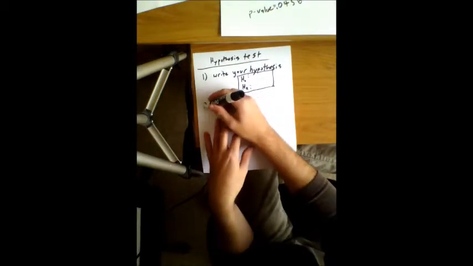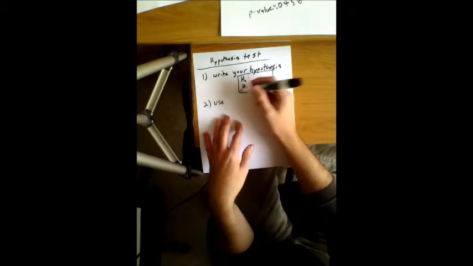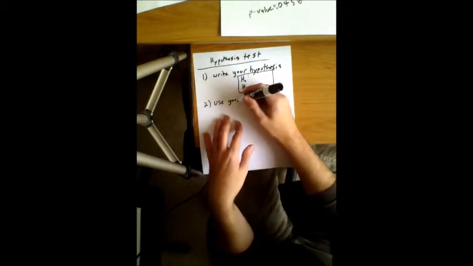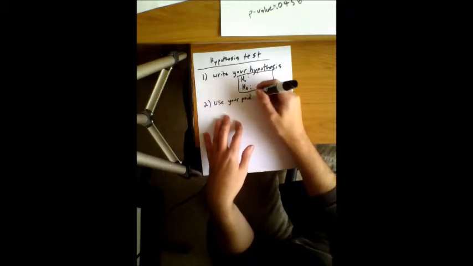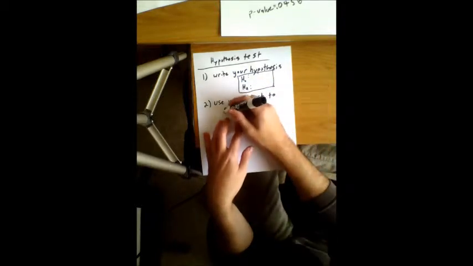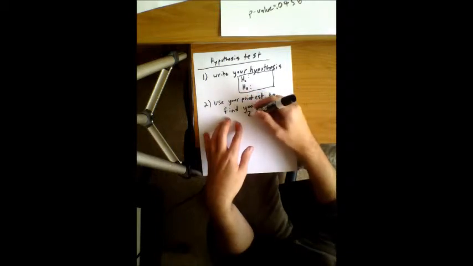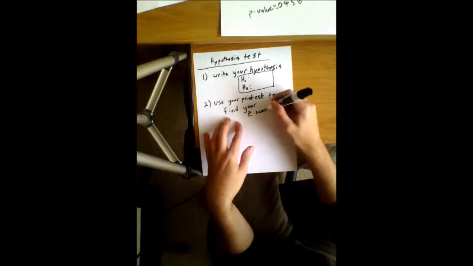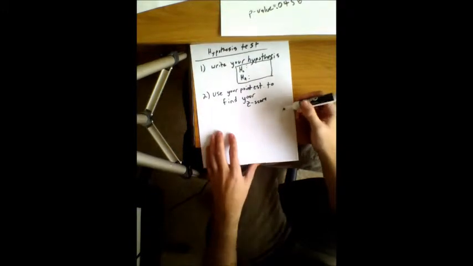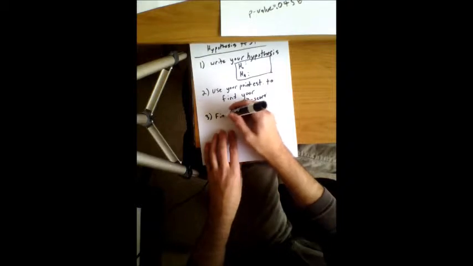Your second step is go ahead and use your point estimate to find your z-score. The third step is to find the p-value.